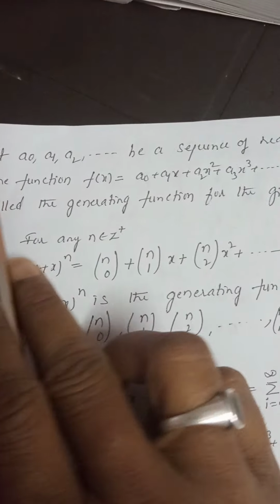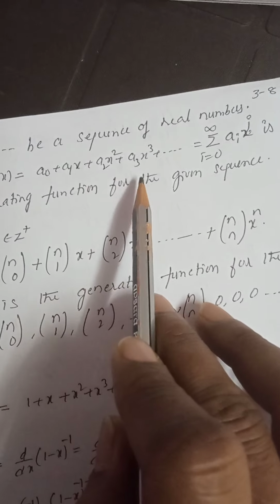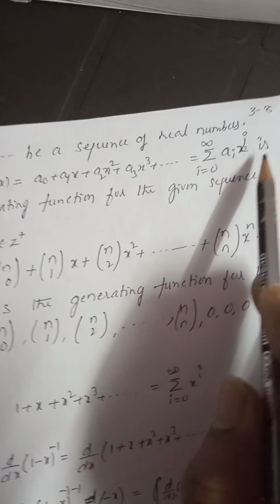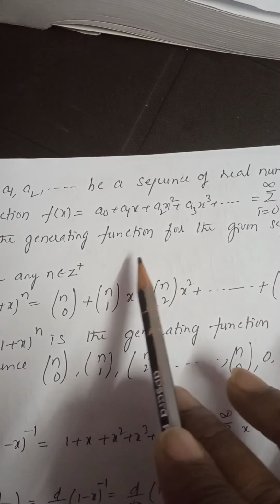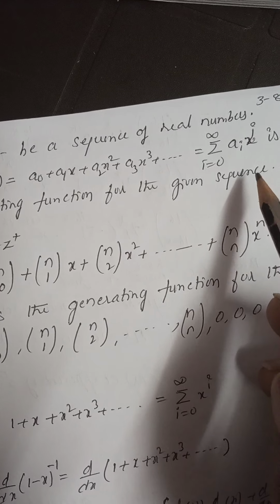Next, let a0, a1, a2 and so on be a sequence of real numbers. The function f of x is equal to a0 plus a1x plus a2x square plus a3x cube and so on, summation i running from 0 to infinity ai x to the power of i, is called the generating function for the given sequence. This is nothing but a formal power series.